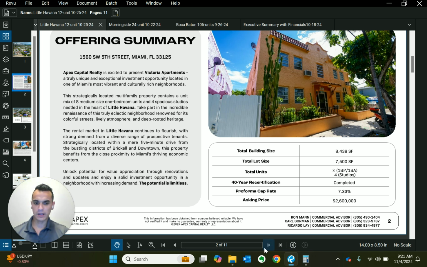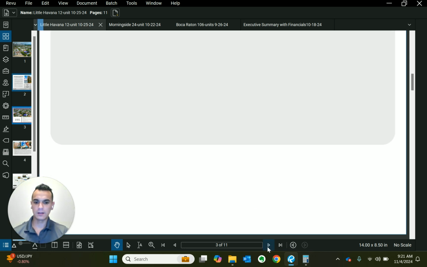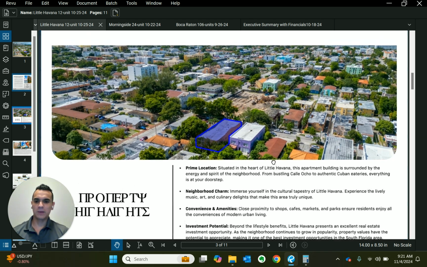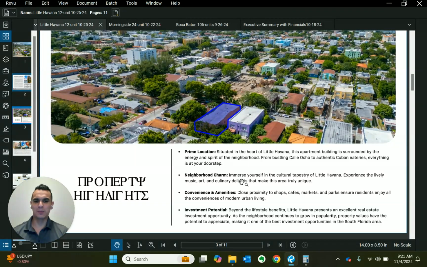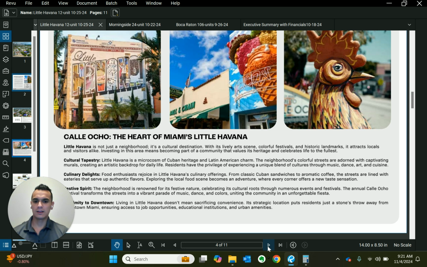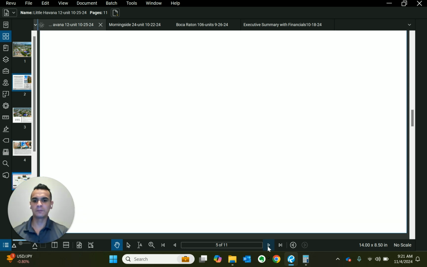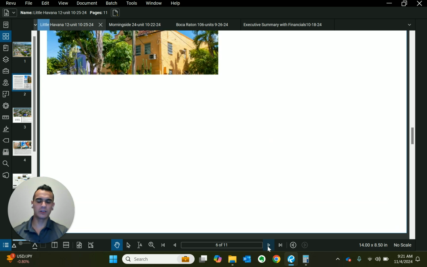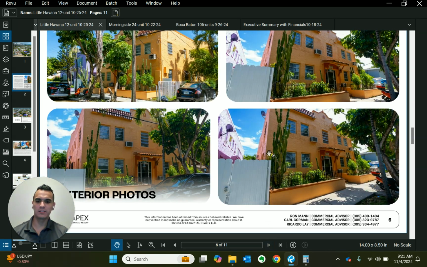Let's go to the next page. Don't know what happened with this text here. I don't know if that was from me downloading it, or an error on their end. But anyway, this is just about the submarket. I usually skip over these again. You already know the submarket. It's not really necessary for my purposes. Again, talking about Little Havana, some location information. You can really skip over a lot of this.